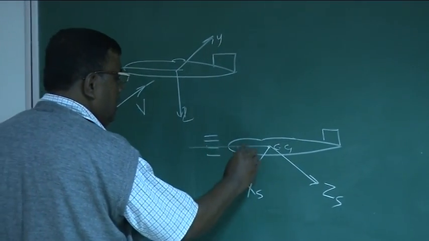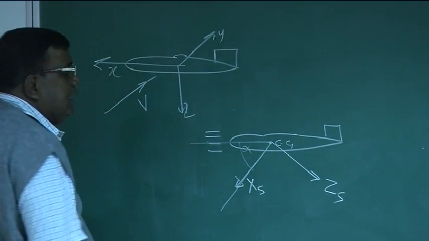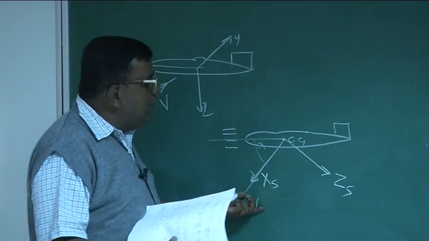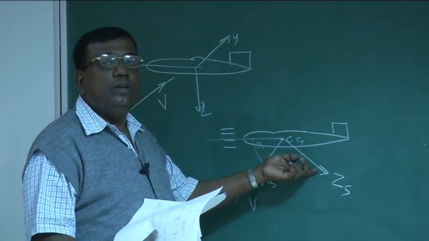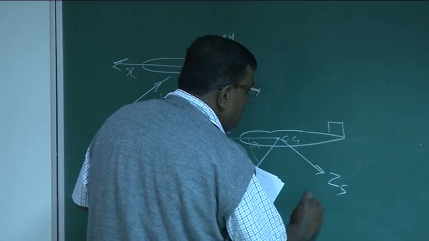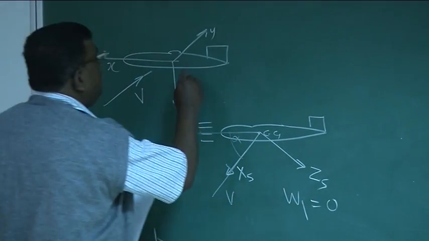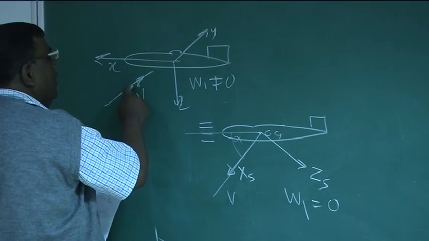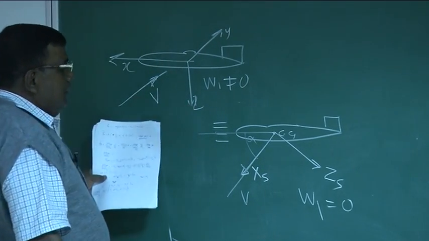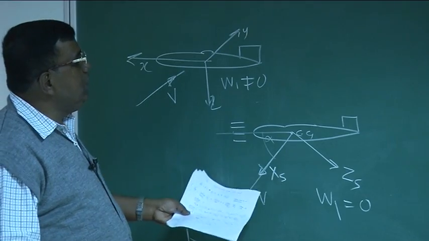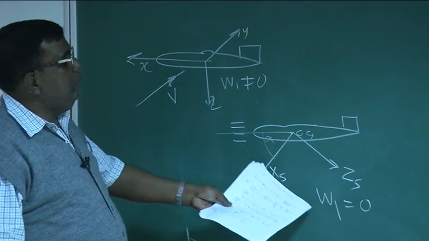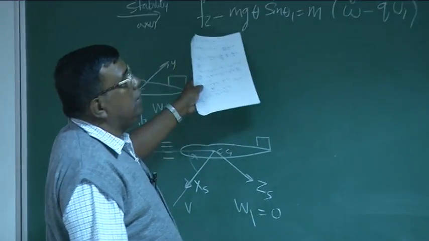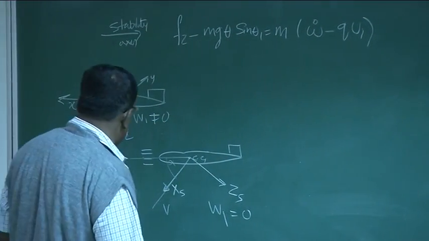Okay, so this becomes alpha. So I am keeping the x-axis aligned to the velocity vector. Why? Because then there is no component of velocity in the z direction. So w1 becomes 0. But here you see w1 is not equal to 0, because this is the velocity vector. There will be a component along the z direction. But here, by choosing the stability axis system, w1 becomes 0. So that after applying this, we got this final equation. You should not forget, right?